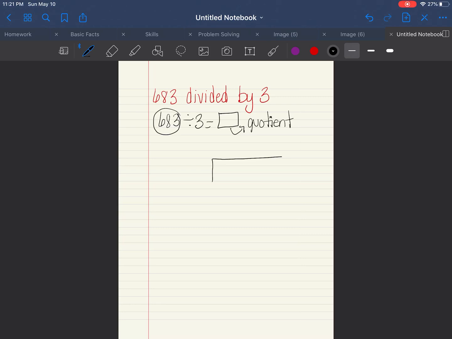So we're going to do our long division. Remember that the big number is called the dividend, and it goes inside the house. So I'm going to do my little house. Inside the house is going to be 683. Notice that I am writing them big and leaving space in between them. I will be dividing by 3. That is my divisor, so my divisor is going to go outside.